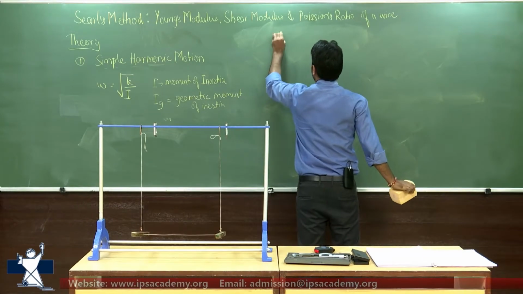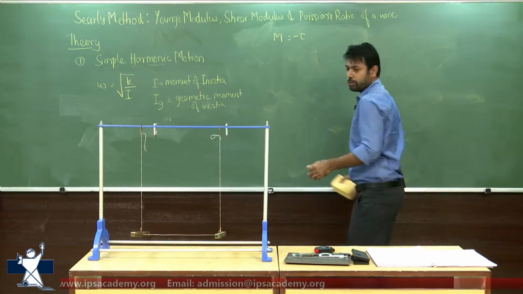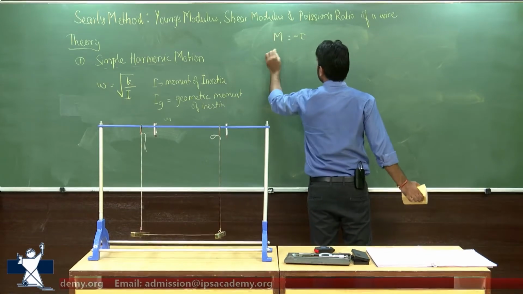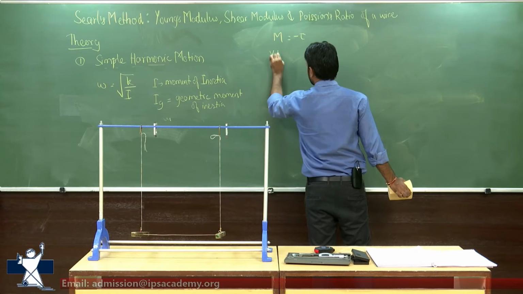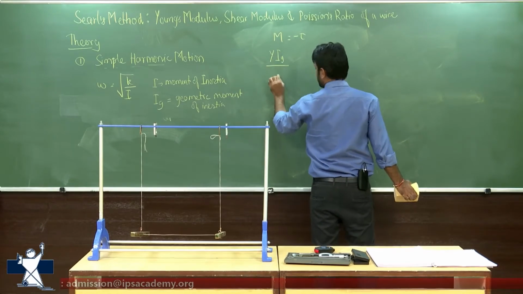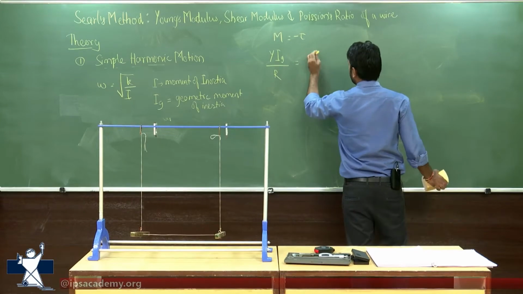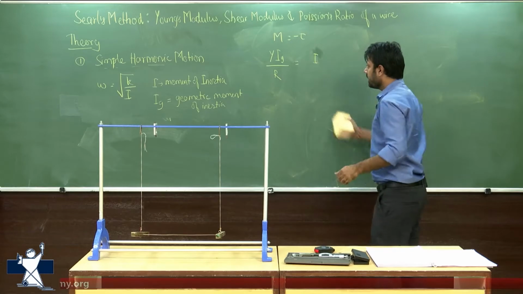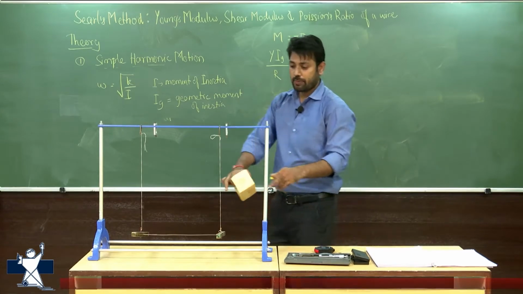Bending moment M should be equal to the torque, or there will be a negative sign because it's going to oppose it. Bending moment is an opposition of torque. So we'll put the value here. So this is Young's modulus into Ig divided by capital R equals torque, which will be equal to your moment of inertia I. Here Ig is for the wire because bending is happening at the wire.